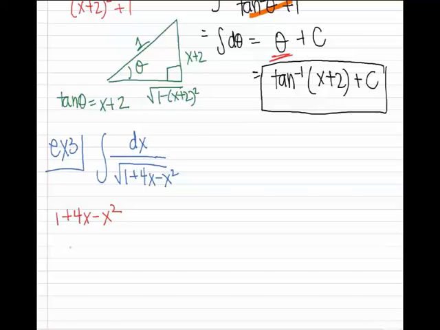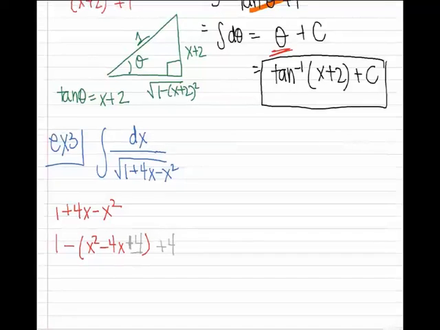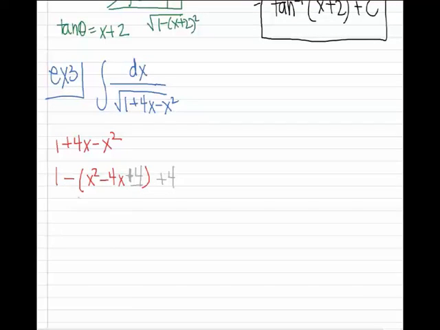I'm going to rewrite this and make it 1 minus the quantity x squared minus 4x, and then I want to complete the square. It should be kind of easy to complete the square. It's going to take a 4, but I have changed my problem. I actually added in a 4 inside the parentheses, so I have to balance it by adding a 4 on the outside, because I have the negative outside of my parentheses here. So this really is 5 minus the quantity x minus 2 quantity squared.